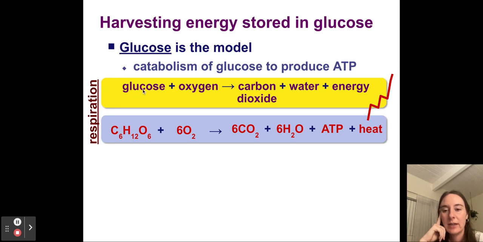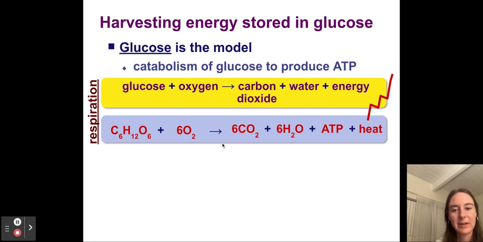So cellular respiration takes glucose plus oxygen and converts that into carbon dioxide, water, and energy. Here is the chemical formula. So glucose is abbreviated as C6H12O6, 6 carbons, 12 hydrogens, 6 oxygens, plus 6 oxygen molecules yields 6 carbon dioxide molecules and 6 water molecules. And in that process, we're taking a large molecule. This is an exergonic reaction. We're releasing heat and we're making ATP. So we're releasing energy, we're making ATP, and also releasing some heat.